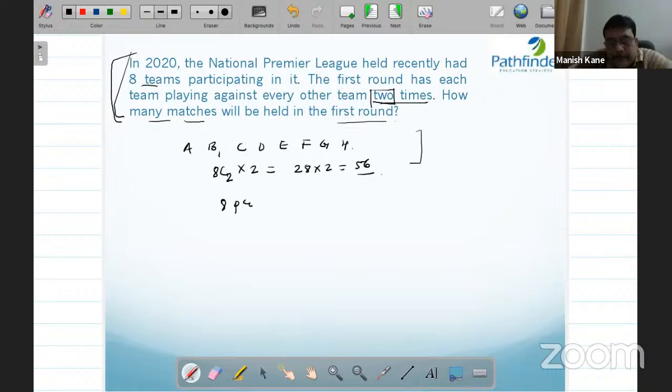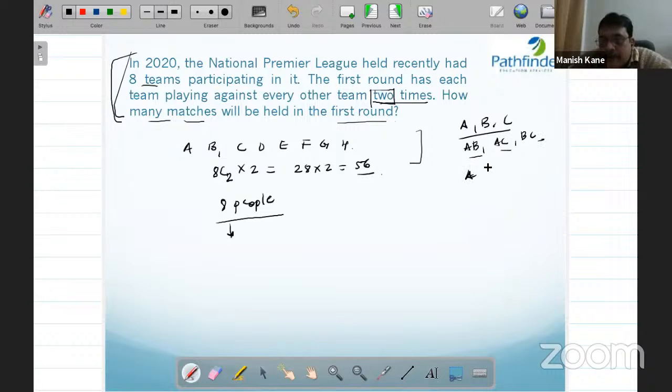8 people in such a way that each person plays a match against every other person, and 8 people in a room, each person shakes hands with every other person. Will the number of cases be same? See, if there are 3 people in a room, ABC, and everybody shakes hands with everybody else, how many shake hands are there? AB, AC, and BC. So there are 3 shake hands.